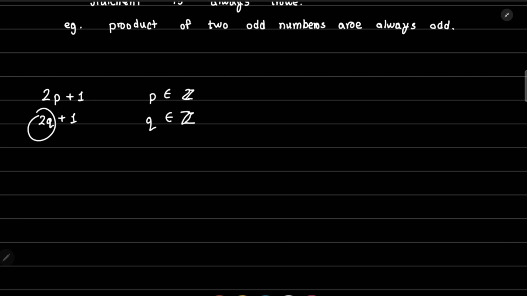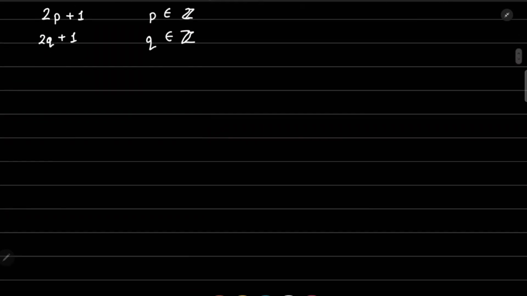We are using the known fact that 2q and 2p must be even numbers, and if we add 1 to it, it will be odd. Now if we multiply both of them, we get 2p plus 1 multiplied by 2q plus 1. From here I get 4pq plus 2p plus 2q plus 1.